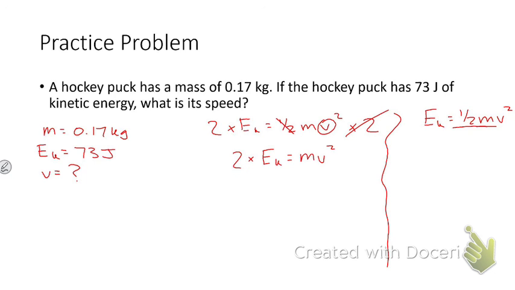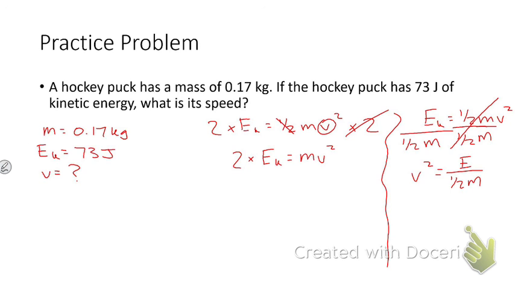This is an error, so do not do this. I just want to preface this. I've seen students go, okay, I'll just divide by 1 over 2m. So they do that, and then you get v squared is equal to Ek over 1 over 2m.